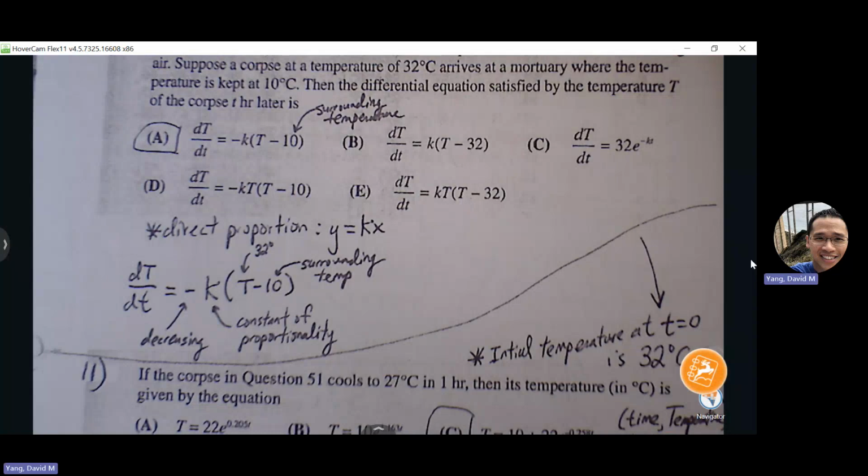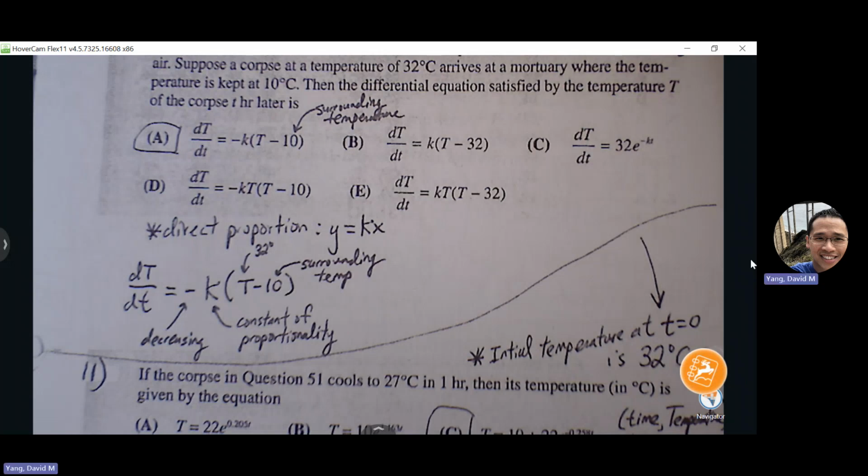Number 10 says, going to Newton's law of cooling, the temperature of an object decreases at a rate proportional to the difference of this temperature and that of the surrounding air. So temperature is T, surrounding temperature is 10.